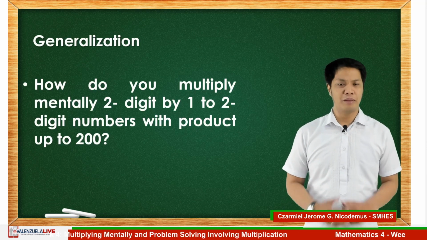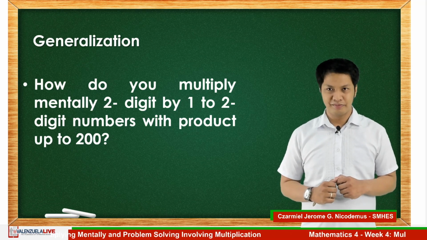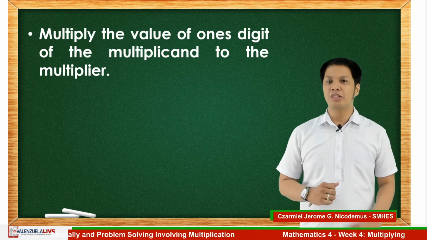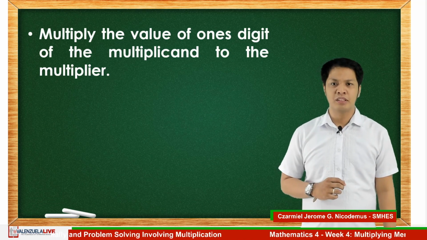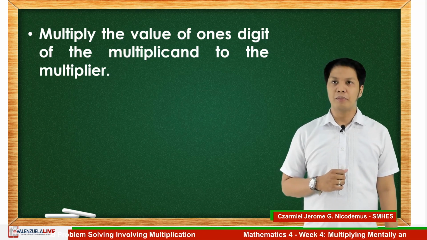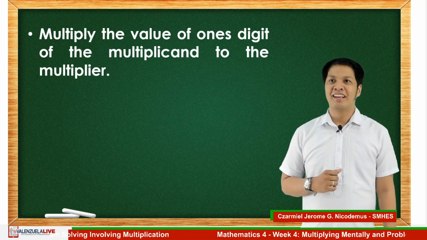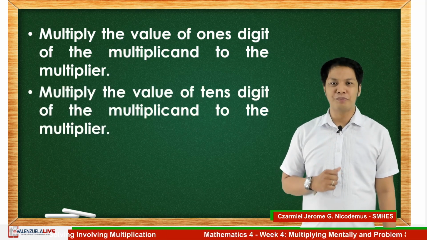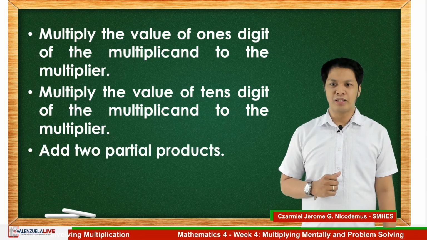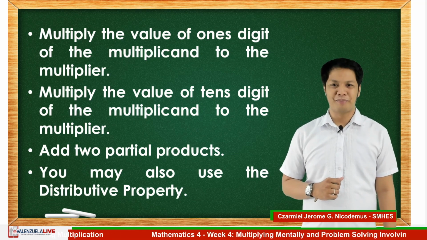So how do you multiply 2-digit by 1- to 2-digit numbers with products up to 200? To multiply mentally 2-digit by 1- to 2-digit numbers up to 200, follow the steps. Multiply the value of the ones digit of the multiplicand by the multiplier. Then, multiply the value of the tens digit of the multiplicand by the multiplier. Add the two partial products. You may also use the distributive property.